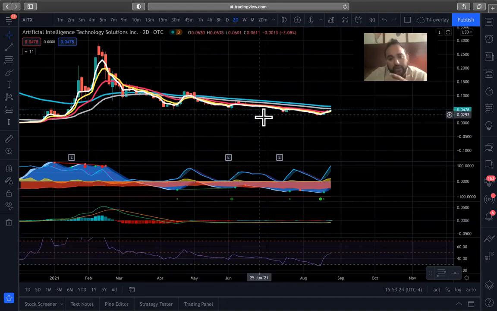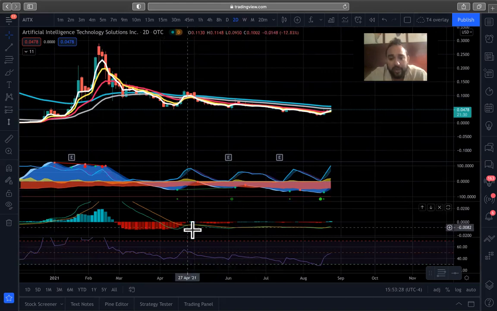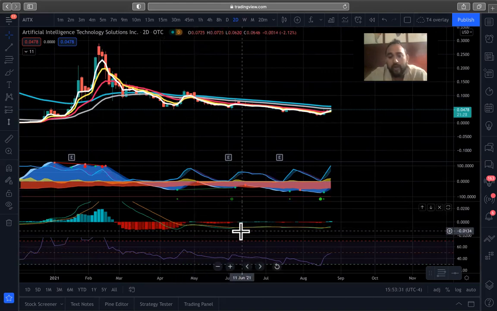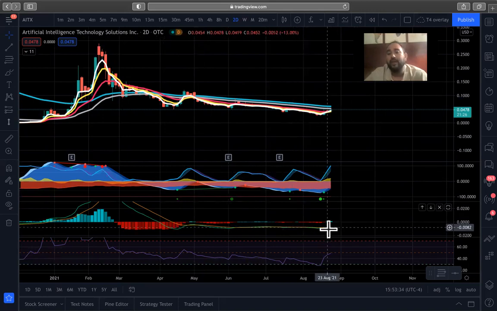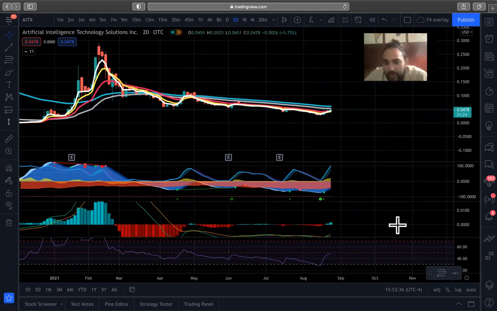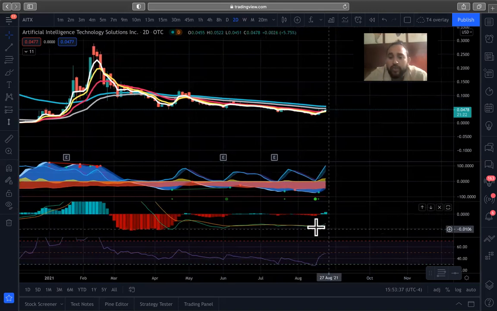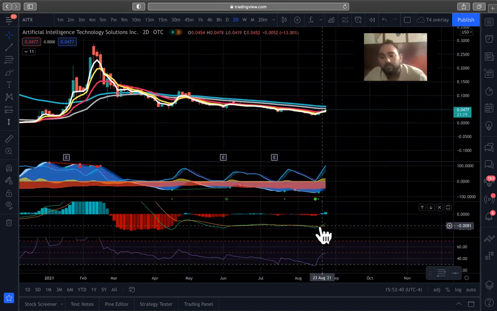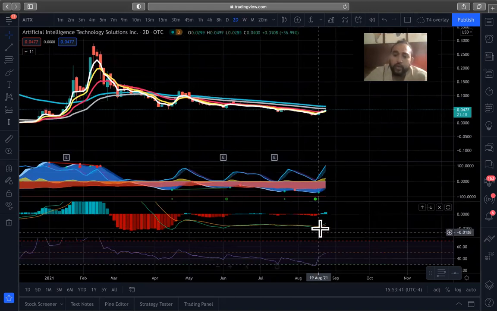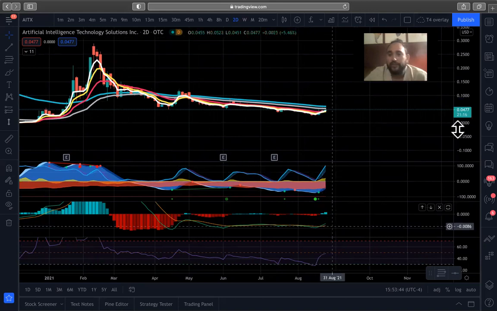And as you can see, it was a descending pattern. It's been on a descending pattern for quite a while under the histogram of the MACD. But as you can see right here, the lines cross, and when we cross on the MACD, they call that a bullish divergence. So the MACD has a bullish divergence.